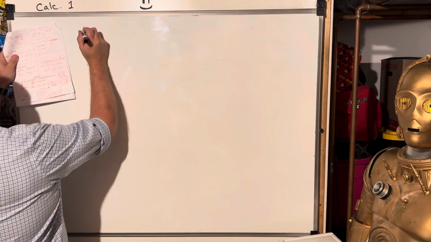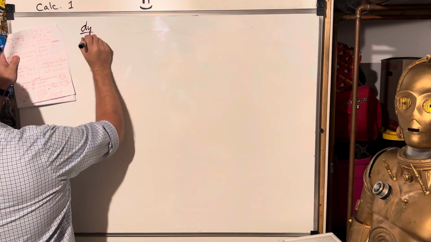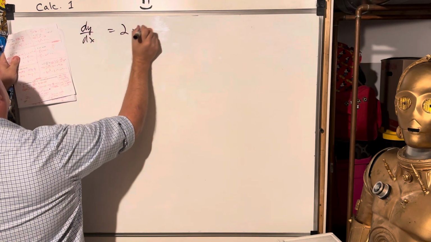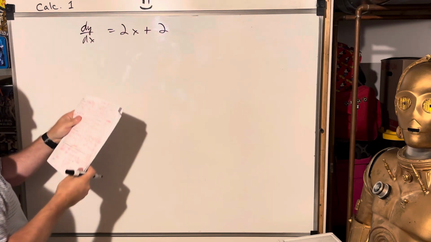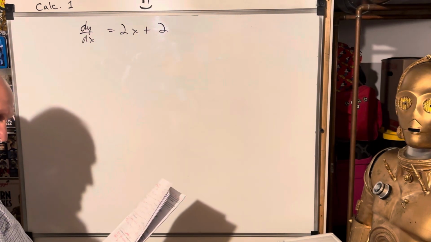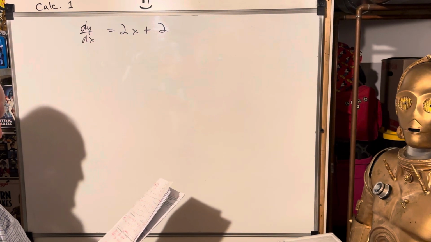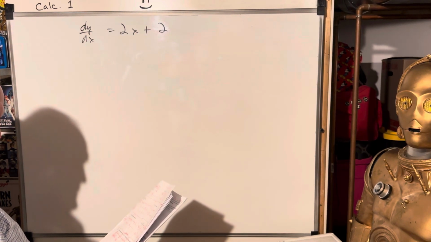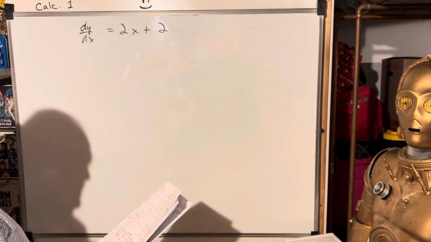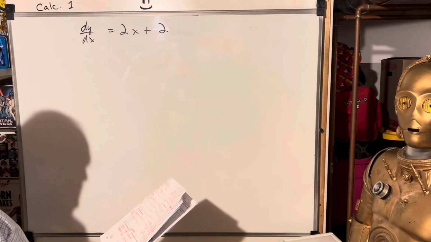So we got dy/dx is equal to 2x plus 2. I just did the distributive property. It's 2 times quantity x plus 2. And they want us to solve the differential with the point (3, 2) on the solution curve.